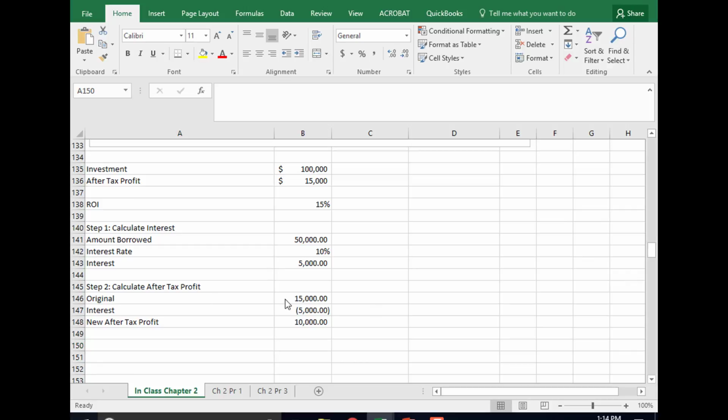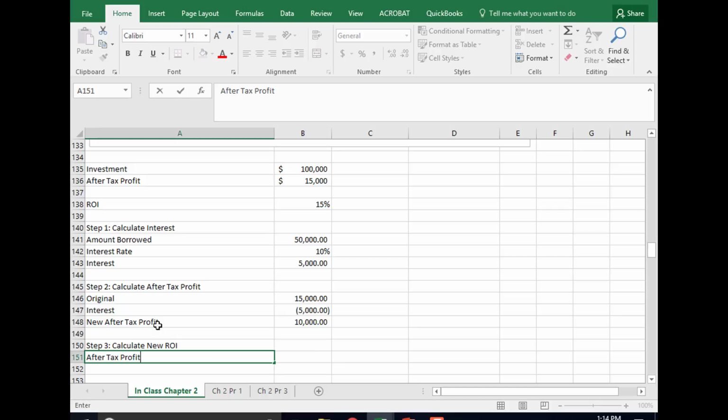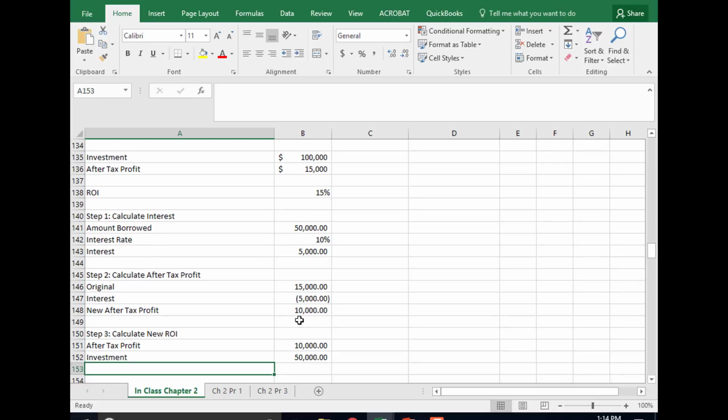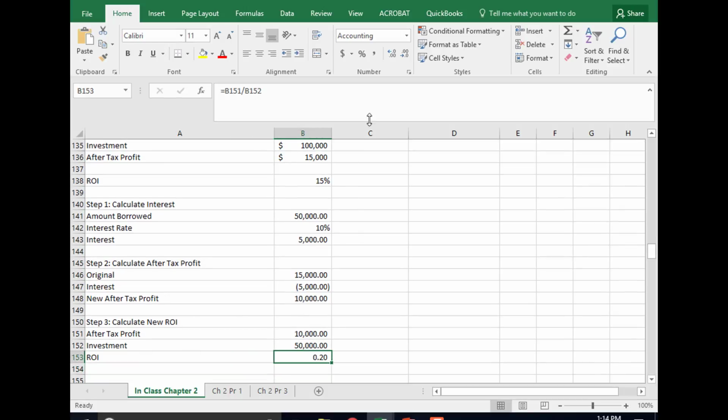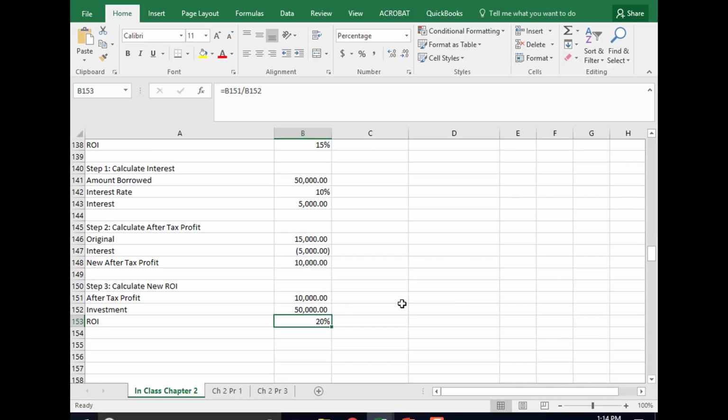Now, step three is calculate our new return on investment. Our after-tax profit is the $10,000 from step two. And our investment is, in this case, only the $50,000 that she put in of her own money. So her ROI is the $10,000 divided by the $50,000, or 20%. So my return on investment, even though I reduce my net tax profit by $5,000 because I have an additional expense on that interest, is higher because less of that money came out of my pocket.